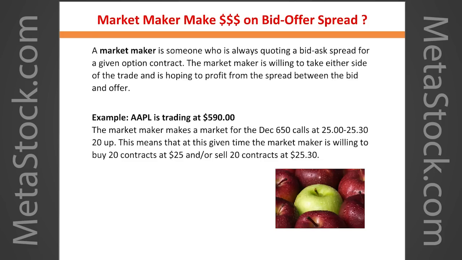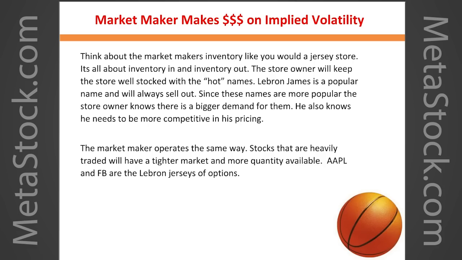If a market maker bought the bid and sold the offer 20 times, that'd be $600 profit. Every option is 100 shares of stock. They now have minis and jumbos, but every option is 100 shares of stock, so it'd be 100 times 30 times 20. So one way the market maker makes money is on the bid-ask spread.